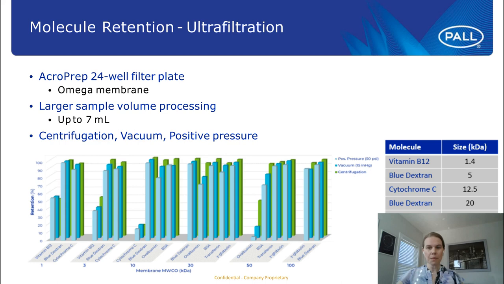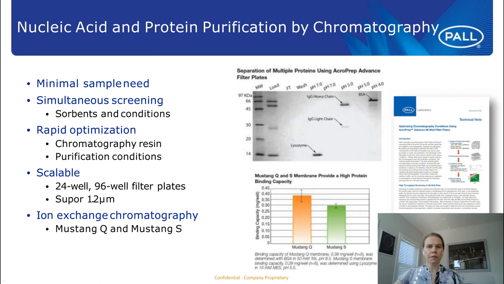Over here, we have an example of chromatography sorbent screening, as well as resin screening and resin condition screening, which can be used as one of the methods for nucleic acid and protein purification. What's really nice is that by using plates, and this particular membrane that we would recommend, the Omega membrane, comes in a 24 well plate as well as a 96 well plate, if you're looking for scale up applications. The filter plate allows you to screen many different resin conditions, and that way you are able to optimize chromatography resin as well as purification conditions rapidly.